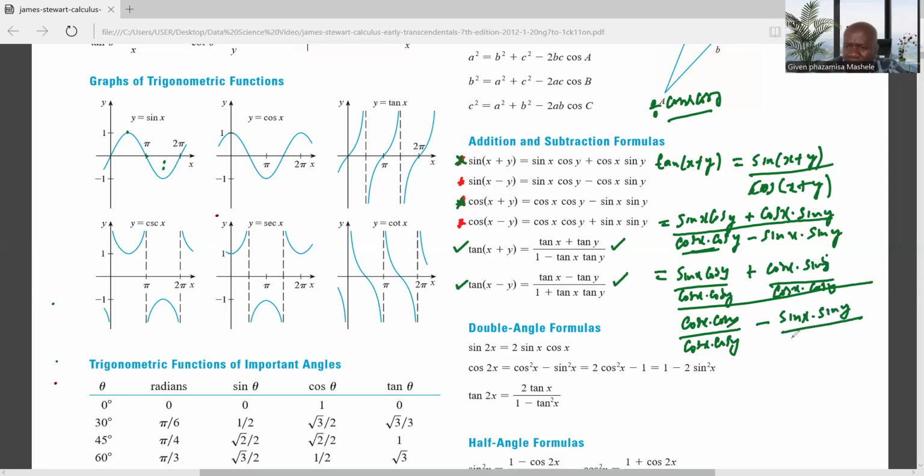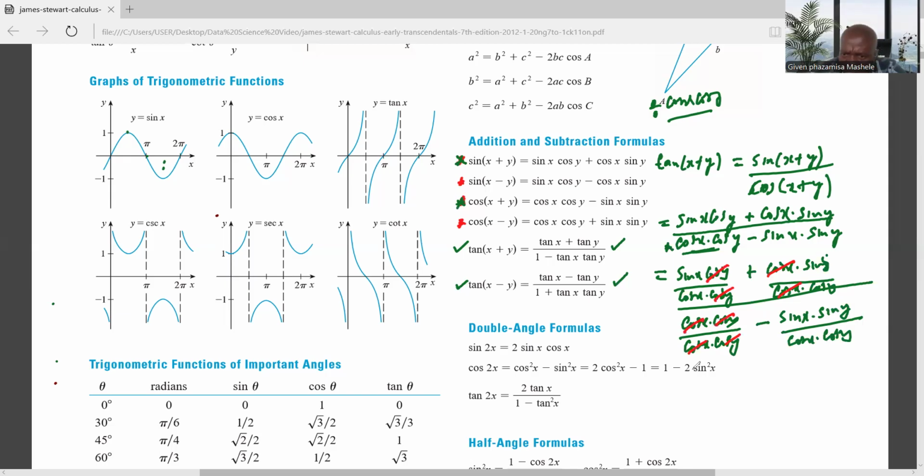Right, so I've divided everything by this expression here. Now look what is going to happen. Obviously, here the cos y and the cos y will divide. Here the cos x and the cos x will divide. Here cos x cos y will divide. Then here none will divide. So you're going to end up having this.